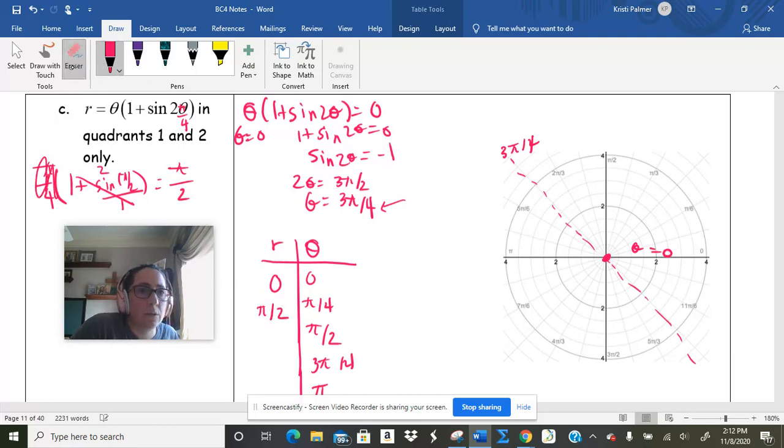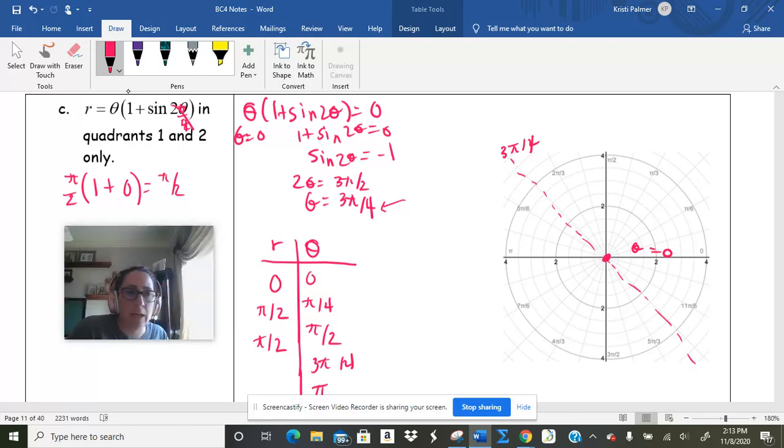So let's go ahead. Let's do pi over 2. So that's pi over 2 times 1 plus sine of pi. Sine of pi is 0, and I get out pi over 2. At 3 pi over 4, we already found out that we are at 0. And now let's plug in pi. So that would be pi times 1 plus sine of 2 pi is 0, which gives me pi. Let's see how we do on that.